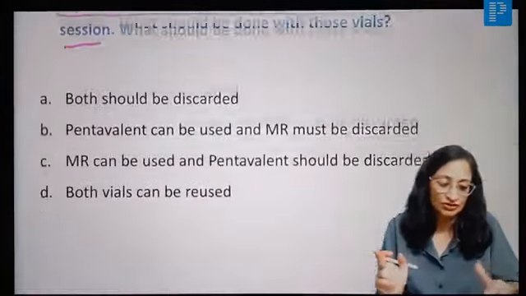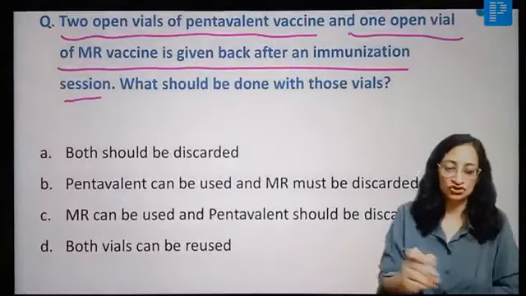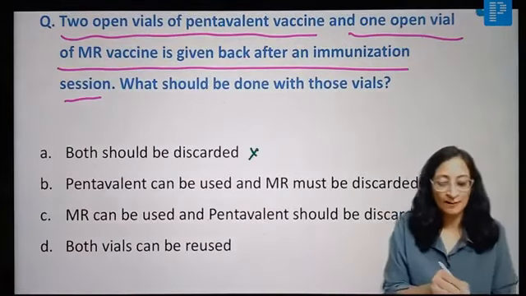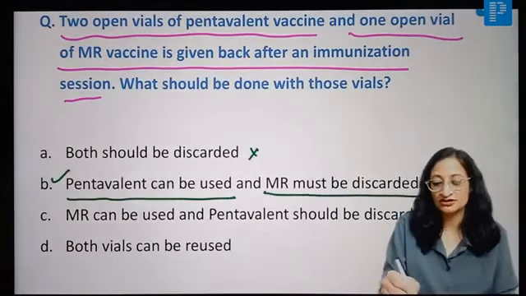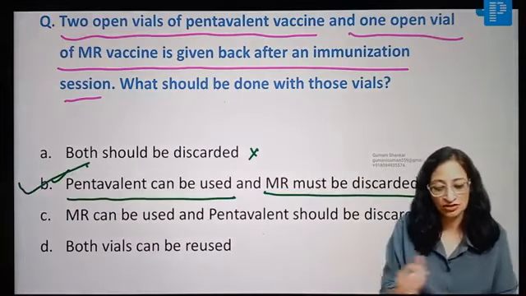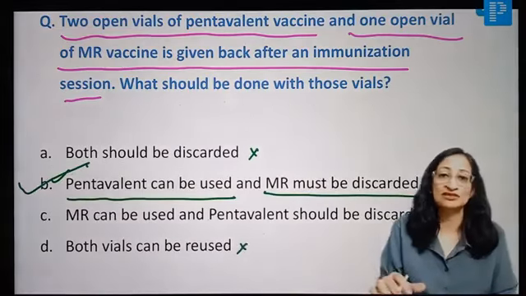So coming back to our question, what should you do with those vials? Both should be discarded? No, we don't want to discard and waste both the vials. Pentavalent can be used. MR must be discarded. Yes, that is the best answer. MR cannot be used. Both vials can be reused? No. So B is the best answer.